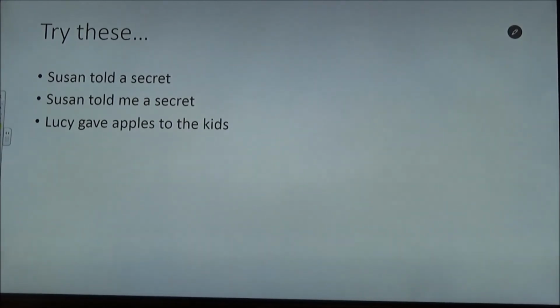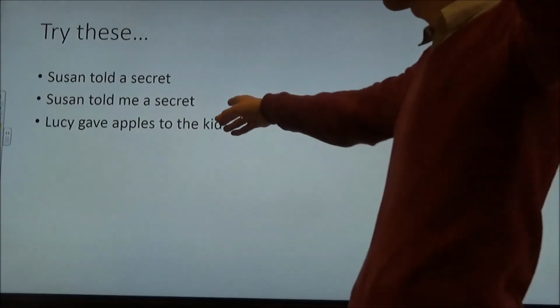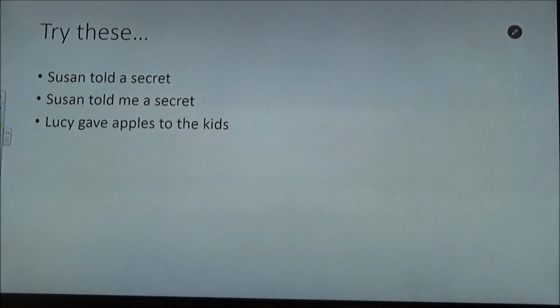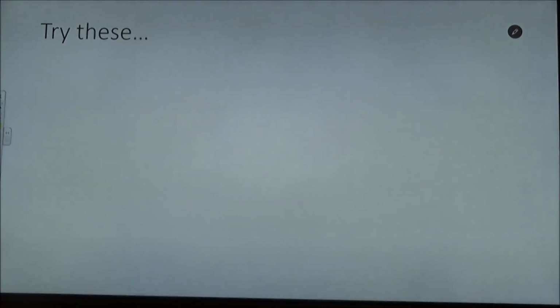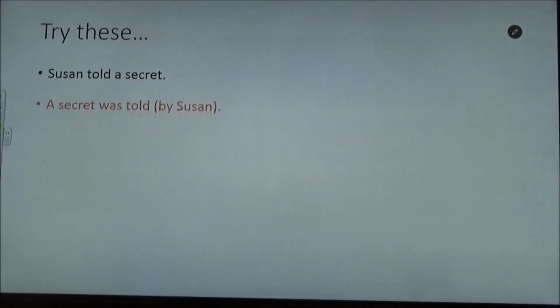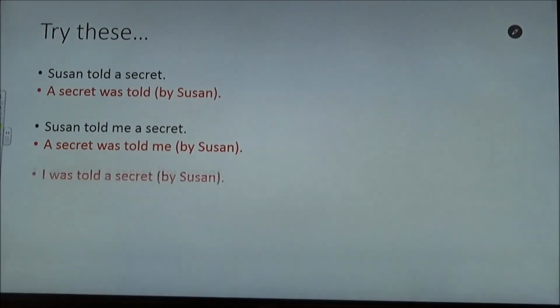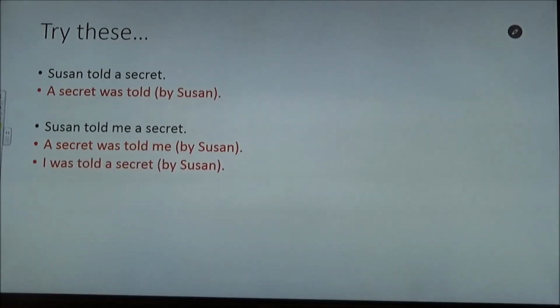Are they both correct? What about Lucy gave apples to the kids? What did you have for that one? Apples were given to the kids by Lucy. Yeah, apples were given. But what did you have there, Damien? The kids were given apples. That's funny, eh? You can have two variations there. I'll tell you why. Susan told a secret: a secret was told. Susan told me a secret: a secret was told me, or to me. Or, I was told a secret. Lucy gave apples to the kids.